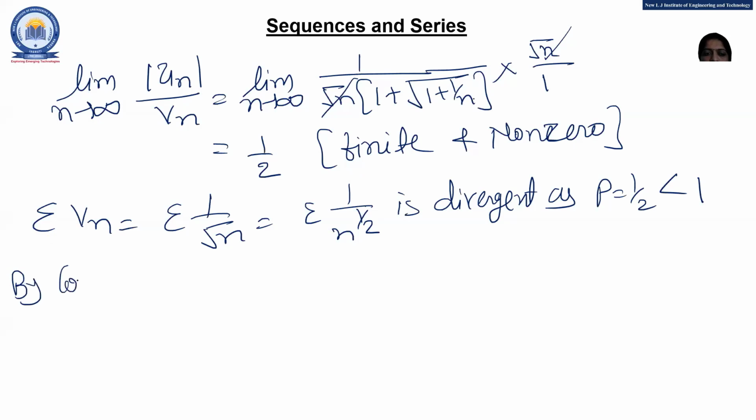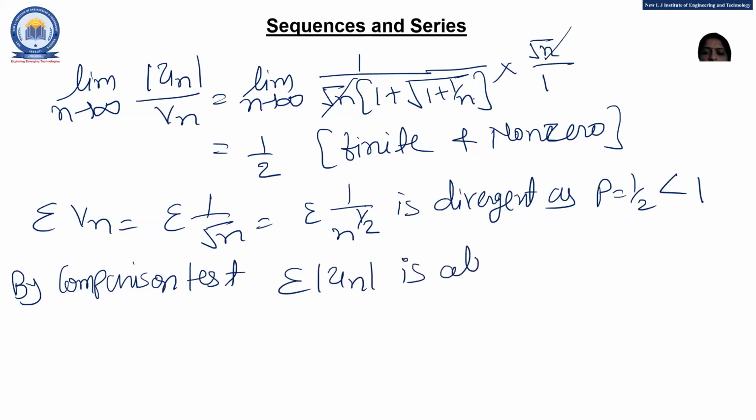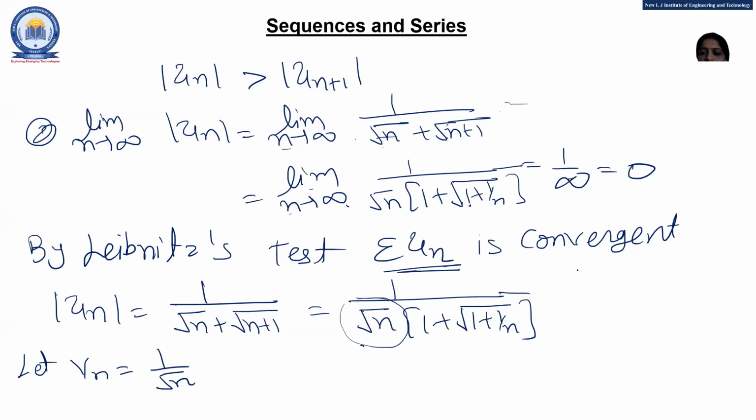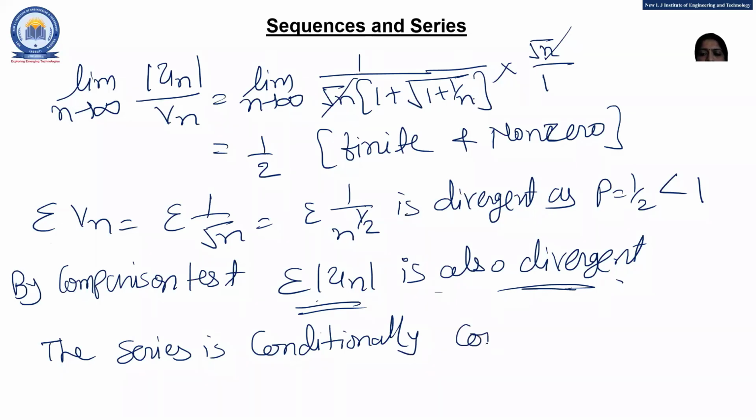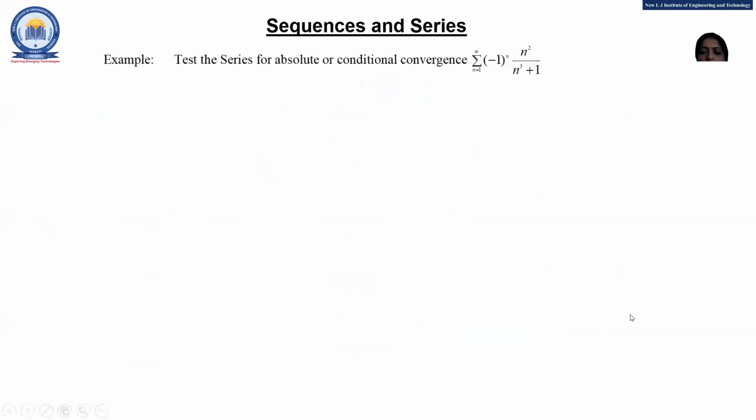So by comparison test, series mod Un is also divergent. So in this example, your Un is convergent, but your mod Un is divergent. So what you can say? The series is conditionally convergent. Your series is conditionally convergent.